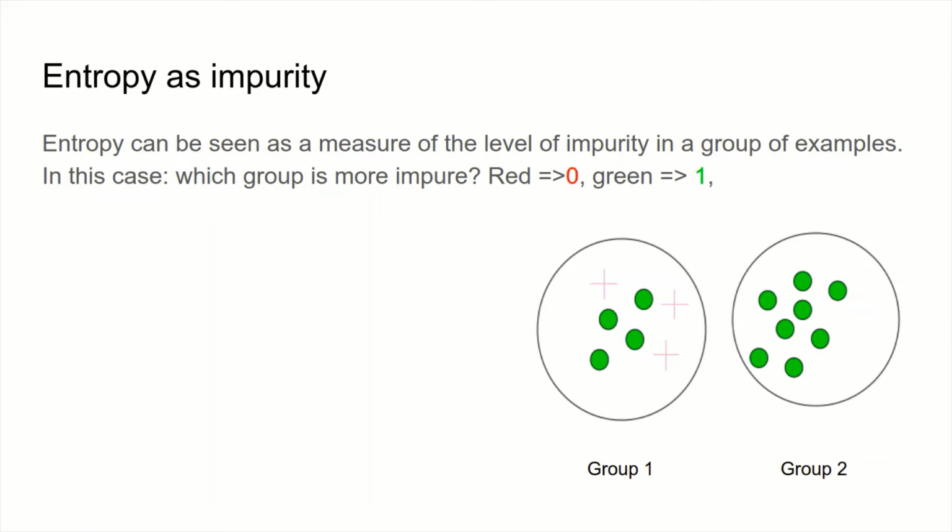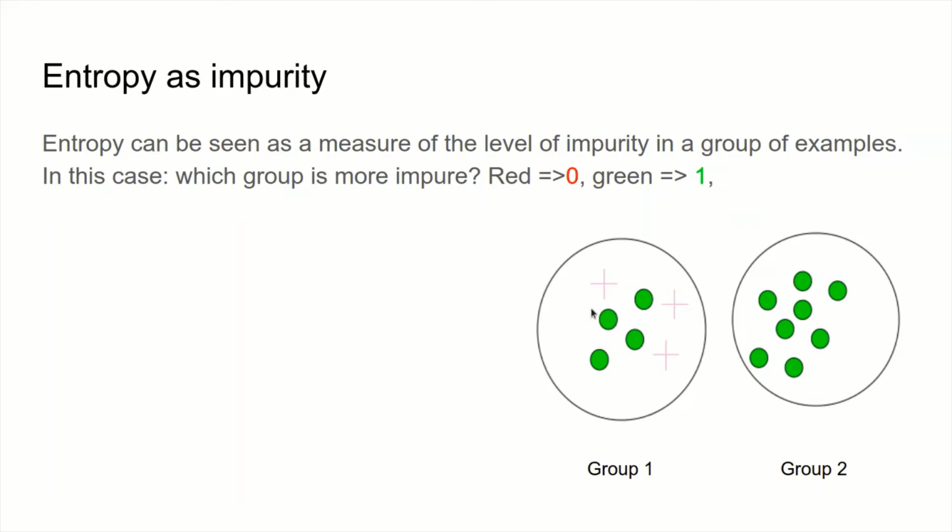So impurity is the level of a group of samples, or maybe the level of certainty that we've got in a group of samples. So I want you to look at these groups and tell me which group is more impure. Which group is more impure? This one or this one?